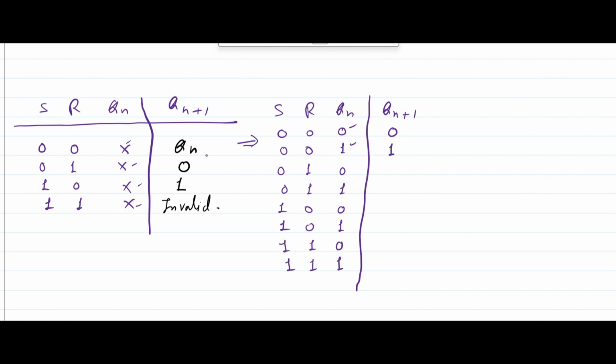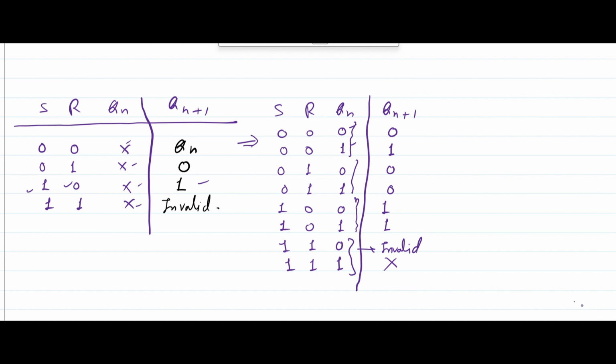And now this part is done. For this part, if my S is 0 and R is 1, irrespective of Qn, Qn plus 1 is 0. So here I will have 0 0. And for these two cases, irrespective of Qn, if S is 1 and R is 0, output is 1. So Qn plus 1 will be 1, and these two cases are invalid. We should not use this.